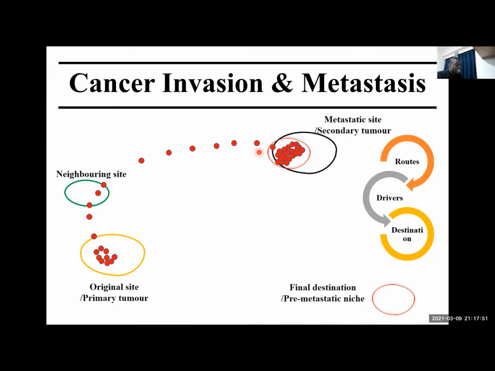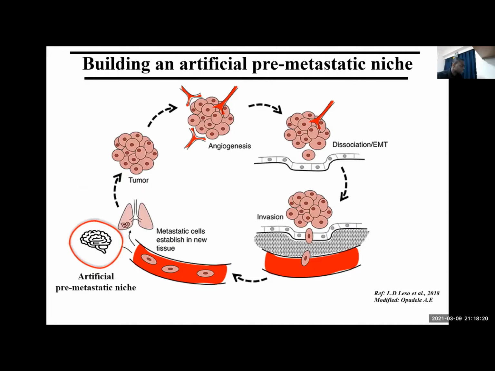So imagine that we have the ability to build an artificial pre-metastatic niche using tissue engineering, and we can load this artificial pre-metastatic niche with different drugs, with different tumor control factors, and we can have the ability to capture the cancer cells as they arrive at this destination. And that is one of the reasons why I said understanding the roots, the drivers, and the destination is very, very important. This is a more complicated design of what the pre-metastatic niche looks like, and I'm going to just flip over that.